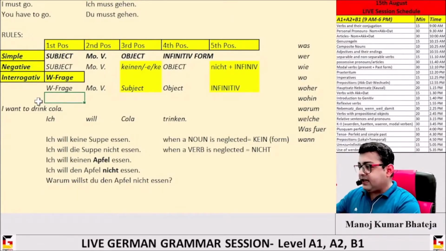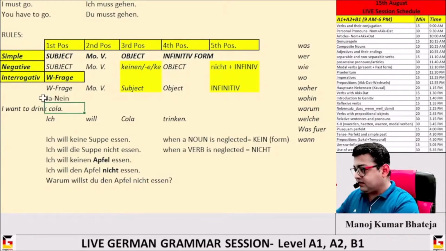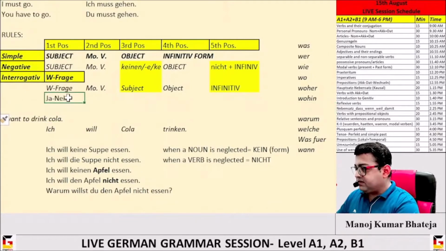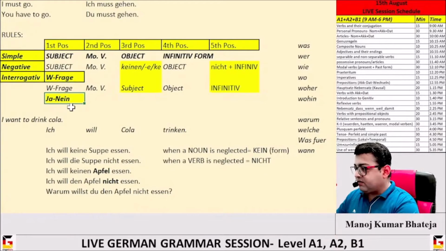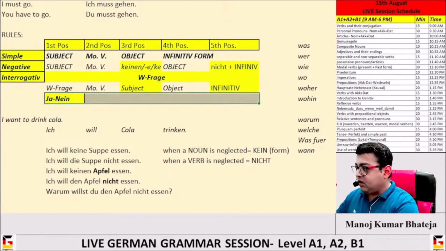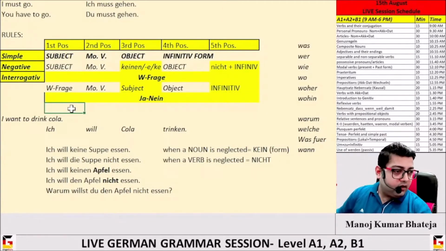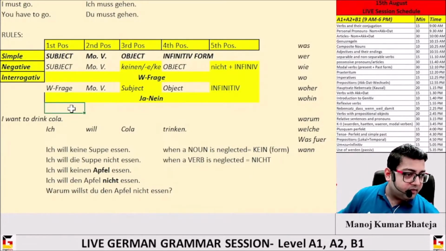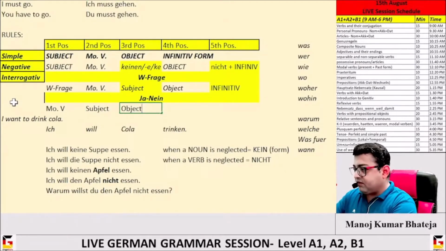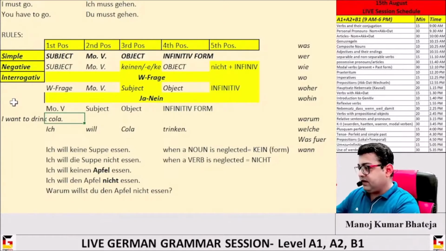Okay. The second category which we have is the Ja-Nein-Frage. When we say Ja-Nein-Frage, in these kinds of questions, the answer is always yes or no. So we start the sentence with the modal verb, then we have the subject, then the object, and then the infinitive. That's correct, Preeti. Thank you very much.